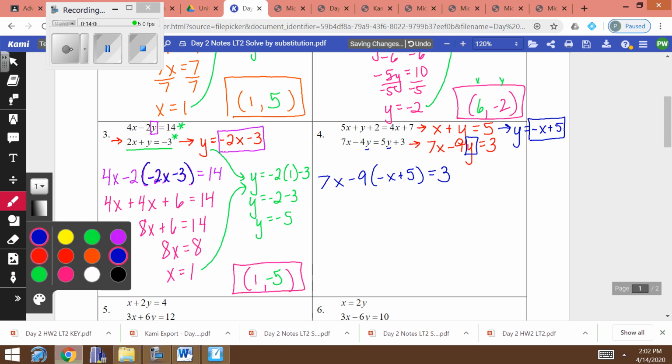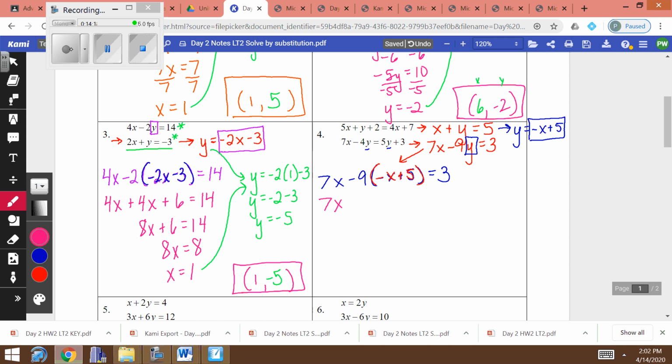So I replaced it. Let me make this stand out here. That -x plus 5 inside for that y on this equation here. So now we're going to go through and multiply it all the way out. So that gives me plus a 9x, a minus 45 is equal to 3. I'm going to combine my terms together.